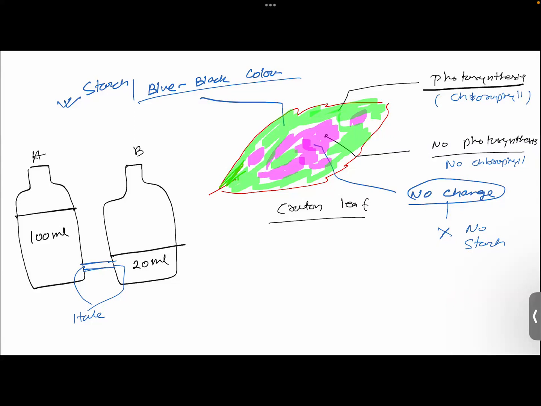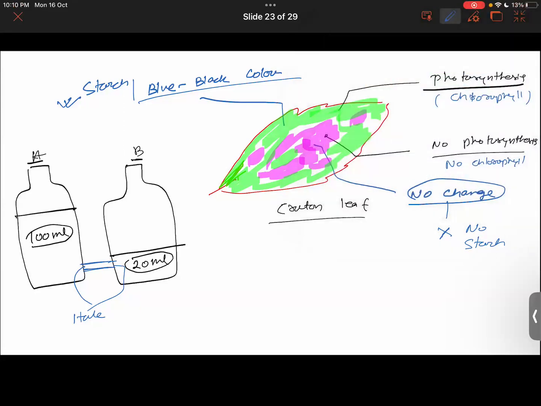Okay, no issue. So you have two bottles, bottle A and bottle B. One of the bottles has 100 ml of water in it, and the other has only 20 milliliters of water in it. So water will flow from bottle A to bottle B, obviously, because this one has more water in it, this one has less water in it. In other terms, we can say that the pressure of water in bottle A is more than the pressure of water in bottle B.